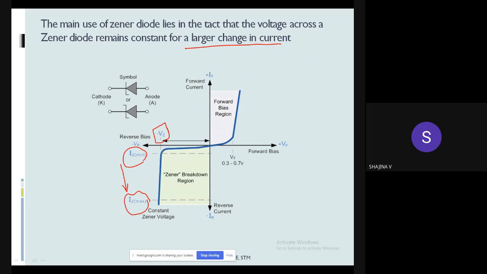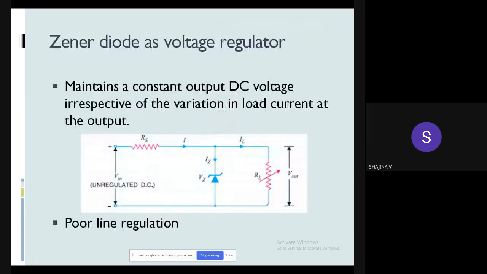So we are biasing our Zener diode to operate at this breakdown voltage. If there is any change in current, the output voltage across the Zener will remain constant. Using that, we can design a Zener diode voltage regulator.